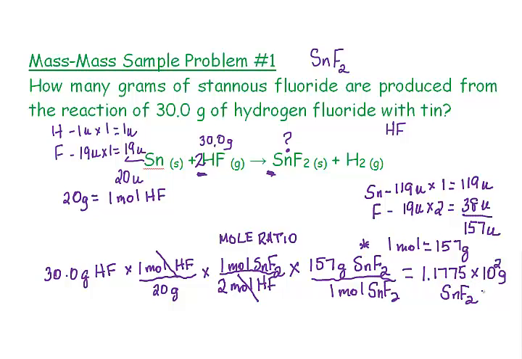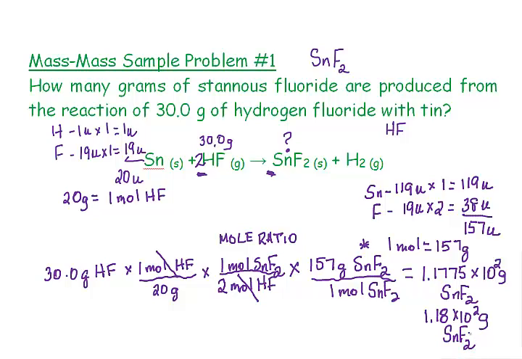Let's check our significant figures to complete the problem. 30.0, how many significant figures? Well, it's my hope that by this time you recognize that as 3. So what I'm entitled to in my answer is, of course, 3 significant figures. So what this really is 1.18 times 10 to the second grams of stannous fluoride.